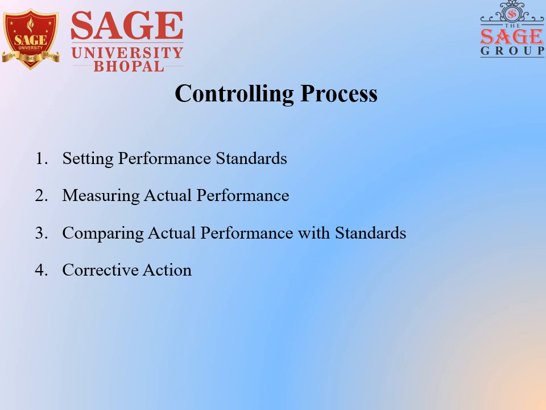Now we come to the controlling process. In the controlling process, we have four basic steps. First is setting the performance standards and benchmarks. Second is measuring actual performance. Next is comparing the actual performance with standards, and then we take corrective actions. In the first step, we make performance standards. That is a planning part, in which we have some standards and plans. In the second step, we measure the actual performance, what is actually going on, and then we compare the actual performance with the standards we made earlier.